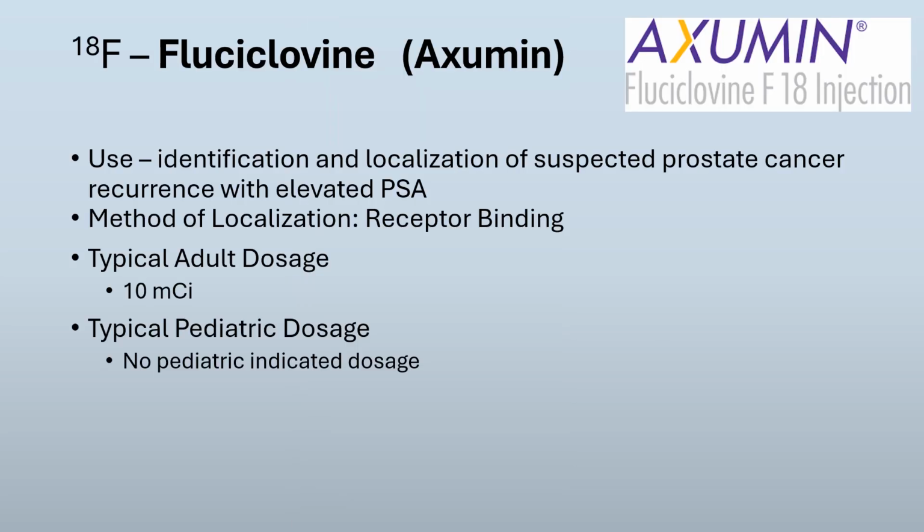Now we'll talk about some of the prostate imaging agents that are fluorine-based. The first one is F18 fluciclovine. This is commercially available as Axumin. And this is used to identify and localize suspected prostate cancer recurrence in patients with elevated PSA. The method of localization is receptor binding. Typical adult dose is 10 millicuries, and because it's a prostate cancer imaging agent, there really isn't a pediatric dose that's indicated.